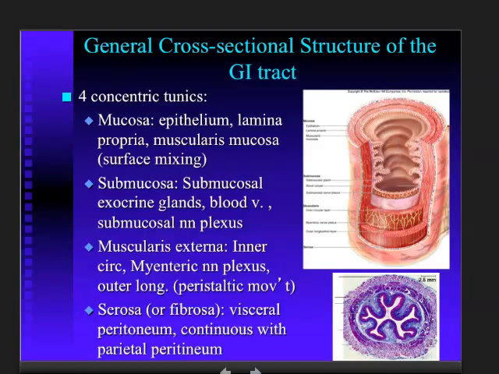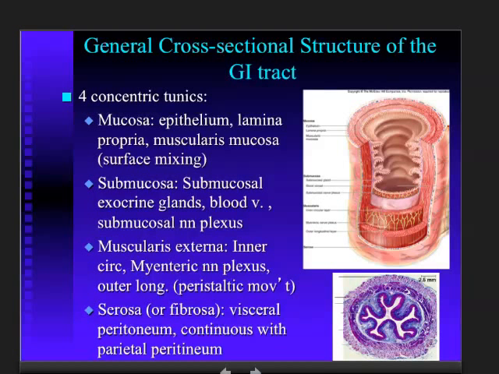Okay, and then the next layer down is the submucosa, and the submucosa is where we'll have glands extending down, glands that are secreting up into the lumen with ducts passing through the mucosa. You'll have blood vessels. You'll have a group of nerves there that are both sensory and motor, called the submucosal plexus.